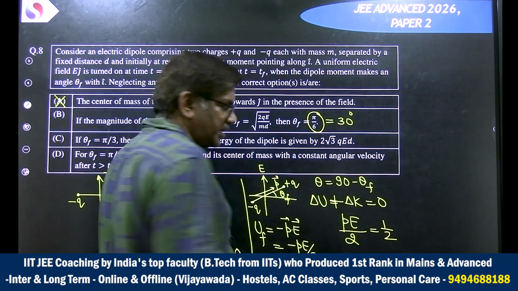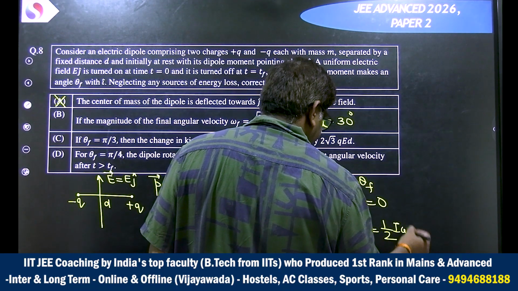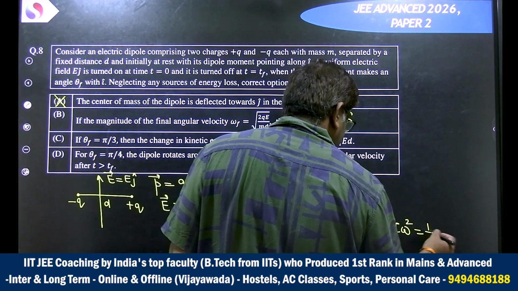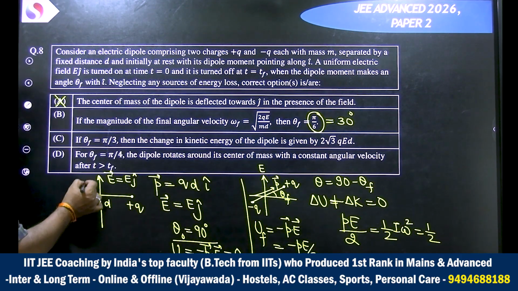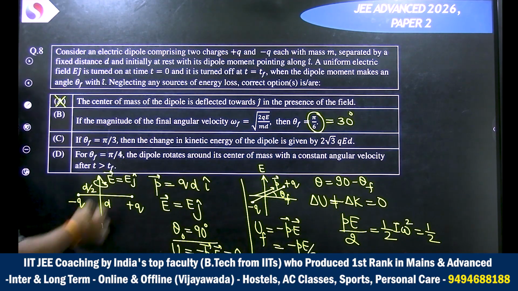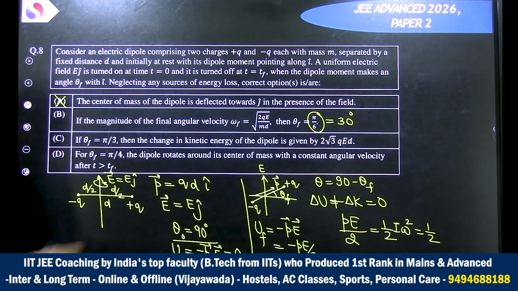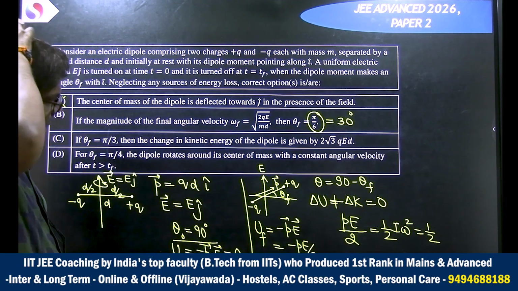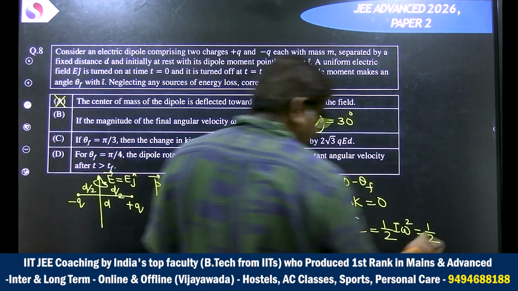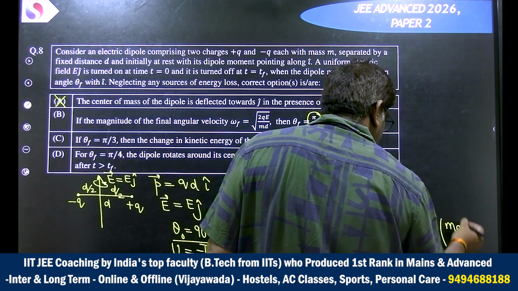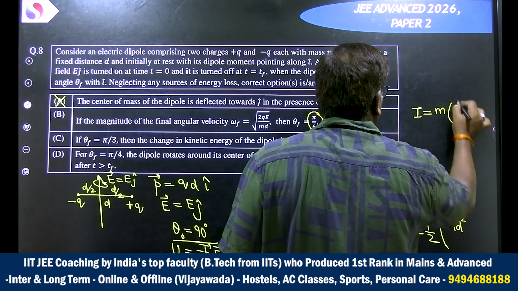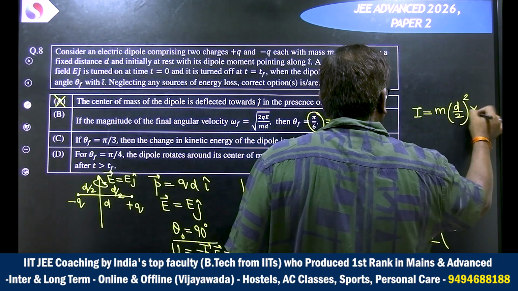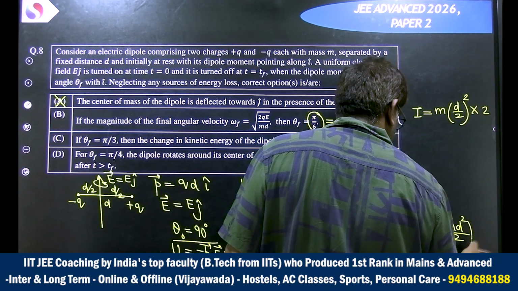And what is the energy? It is half I omega square. What is I for this? The mass of each charge is given as m, and the distance from the axis about which it is rotating is d by 2. So m d by 2 whole square for each charge. The moment of inertia becomes m into d by 2 whole square into 2, that is m d square by 2, into omega square.